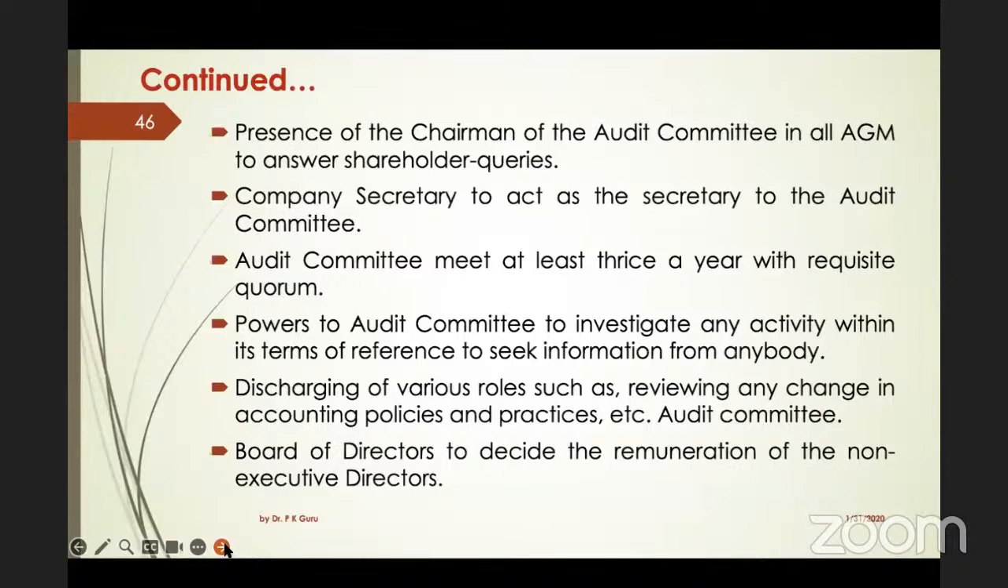Company secretary to act as the secretary to the audit committee. Audit committee to meet at least thrice a year with requisite quorum. Powers to the audit committee to investigate any activity within its terms of reference and to seek information from anybody. Discharging of various roles such as reviewing any change in accounting policies and practices, etc., is part of the audit committee. Board of directors to decide the remuneration of non-executive directors based on the remuneration committee recommendations.